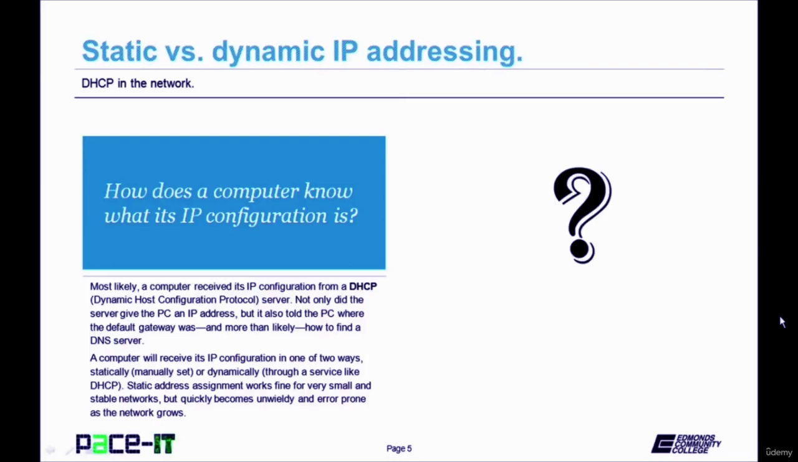A computer will receive its IP configuration in one of two ways, either statically, which means manually set, or dynamically, which means through a service like DHCP. Static IP address assignment works fine for very small and stable networks, but quickly becomes unwieldy and error-prone as the network grows and more nodes come onto the network.